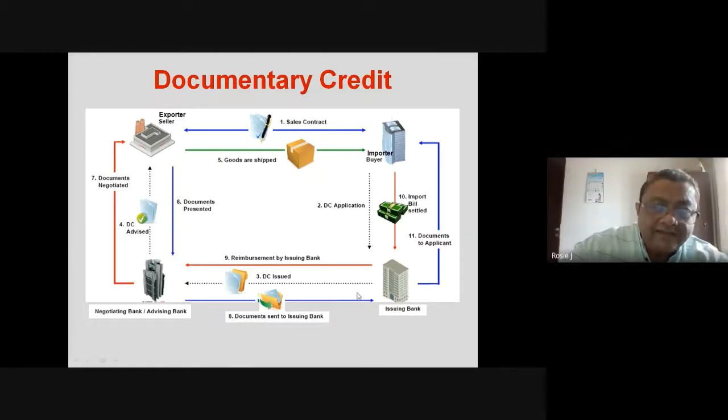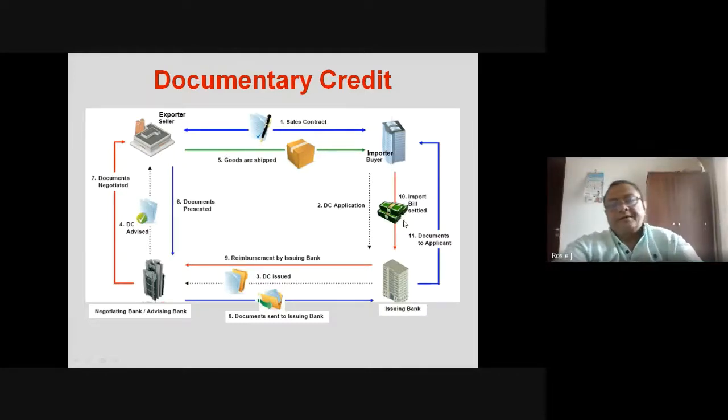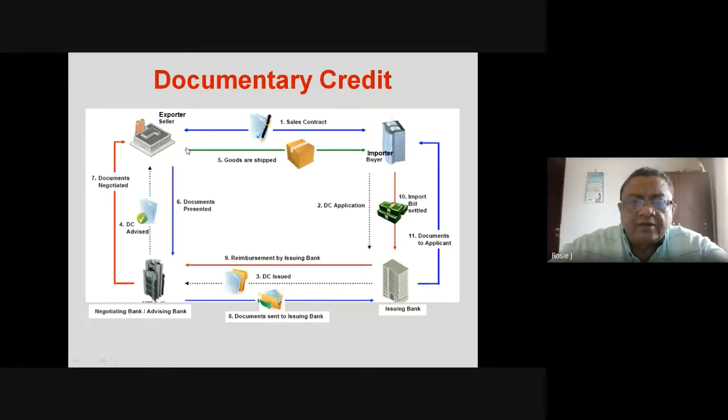But in an LC, even if the importer has no money, the bank has to make the payment to the exporter. This is a different arrangement. Whether the importer has money or not has nothing to do with the exporter. That is between the importer and the bank. The bank issued the LC to the exporter, and when the goods come, if there is no money, it has nothing to do with the exporter. The exporter is not worried about that.